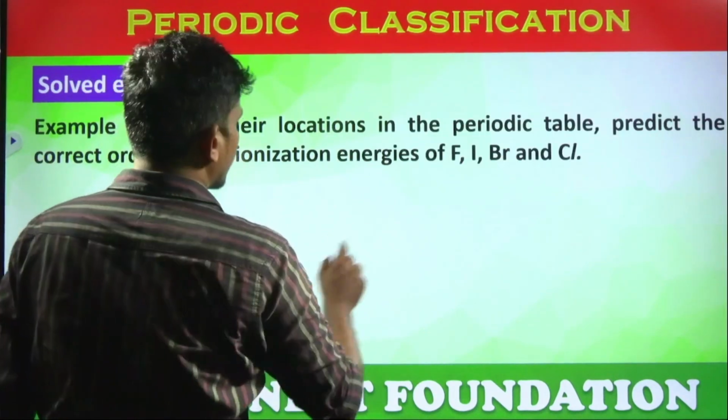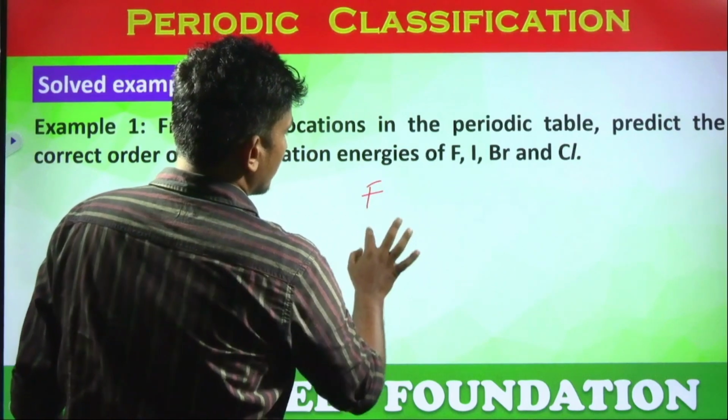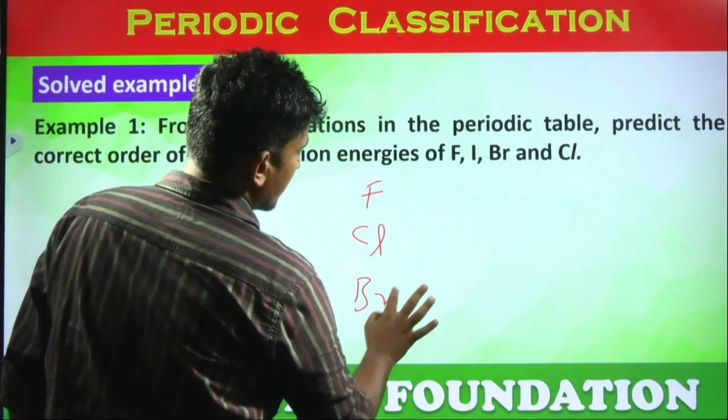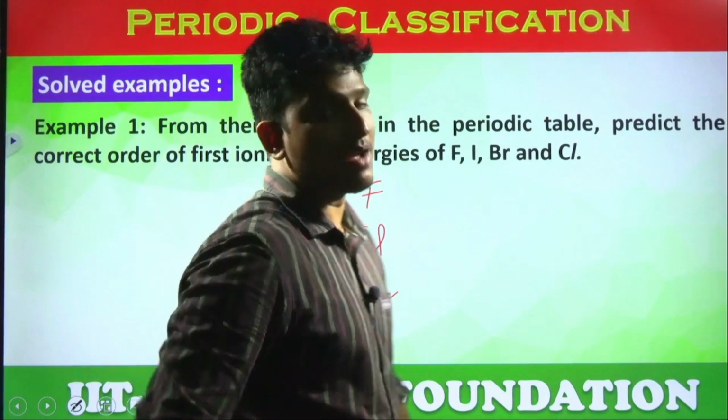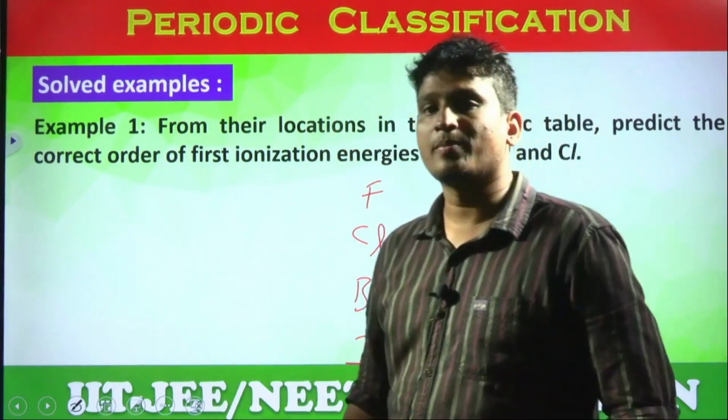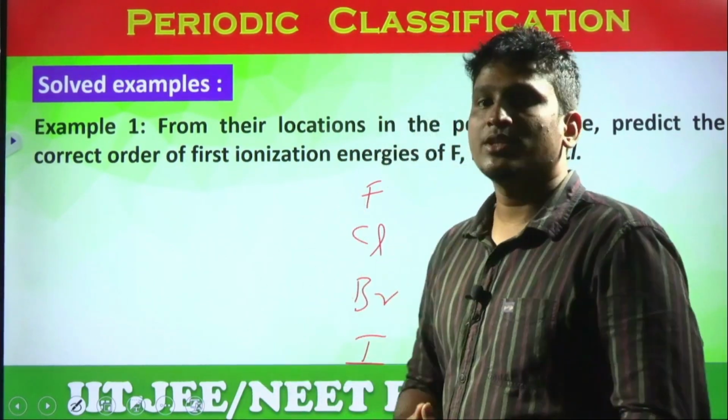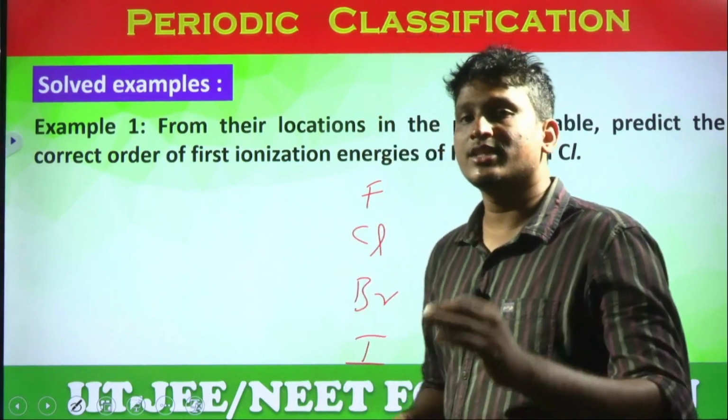Fluorine belongs to the second period, followed by chlorine, bromine and iodine. Top to bottom, what happens to the atomic size? All belong to the same group. Top to bottom, what happens to the ionization energy? Top to bottom, ionization energy decreases.